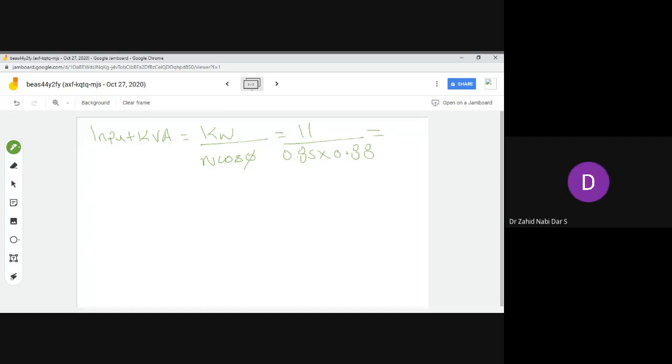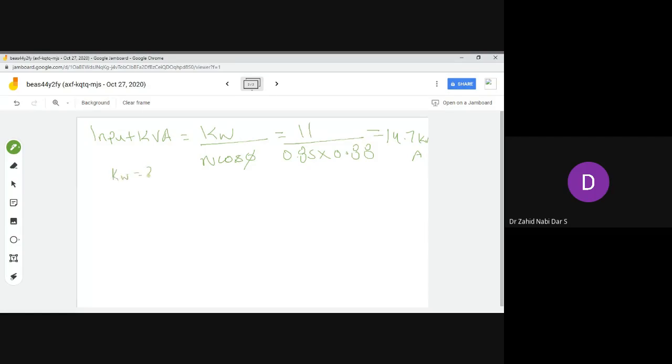14.7, sir. Yeah, 14.7 kVA. Okay, this is 14.7 kVA. Now, one more important thing over here is that for your output equation, everything is mentioned apart from kW.